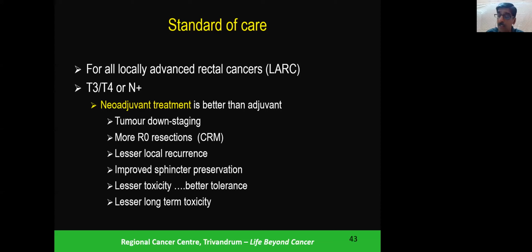So in any scenario, if I'm given an option, I would prefer pre-operative radiation over post-operative radiotherapy, because the short-term toxicity and the long-term toxicity are lesser with pre-operative radiation. So today, the standard of care for any locally advanced rectal cancer, and when I say locally advanced rectal cancer, I mean T3, T4, and node positive patients as diagnosed by the initial MRI. So if the initial MRI says that it's a T3 lesion or T4 lesion or a node positive patient, he should go for neoadjuvant radiotherapy.